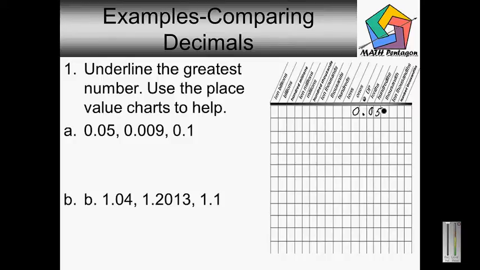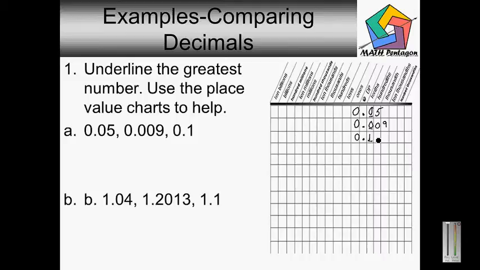0.05 and then 0.009, and then we have 0.1. So it's basically asking us to underline the greatest number, using the place value charts to help. So all of them are the same in the ones place, and then we look at the tens place. We have a 0 here, we have a 0 here, but we have a 1 here.